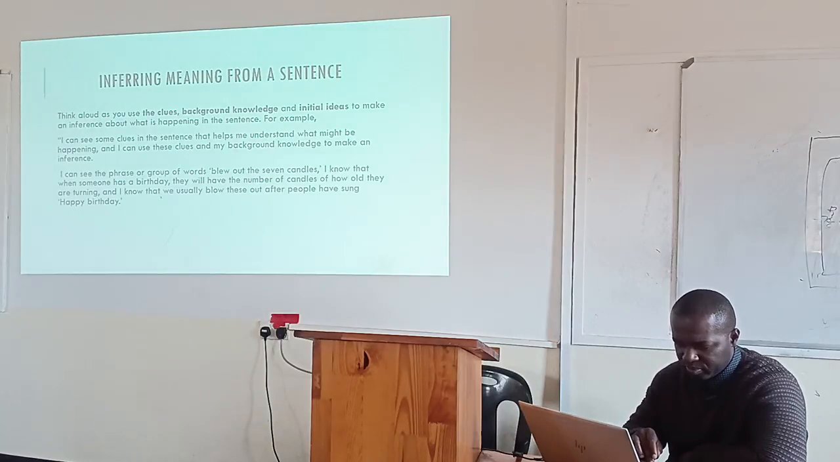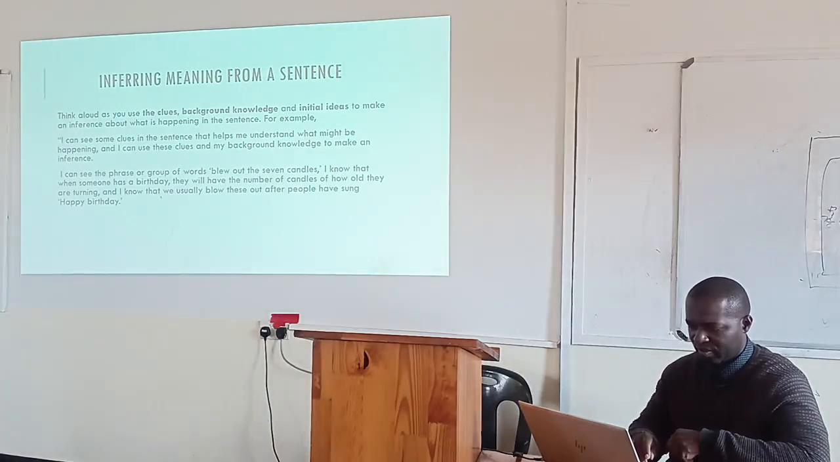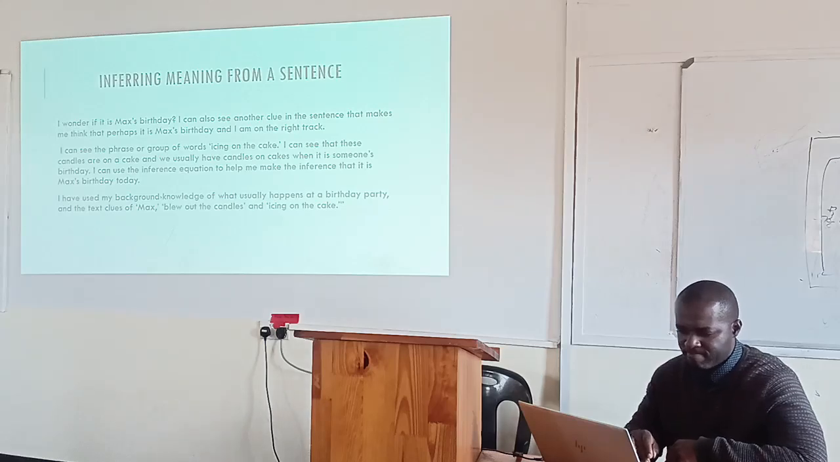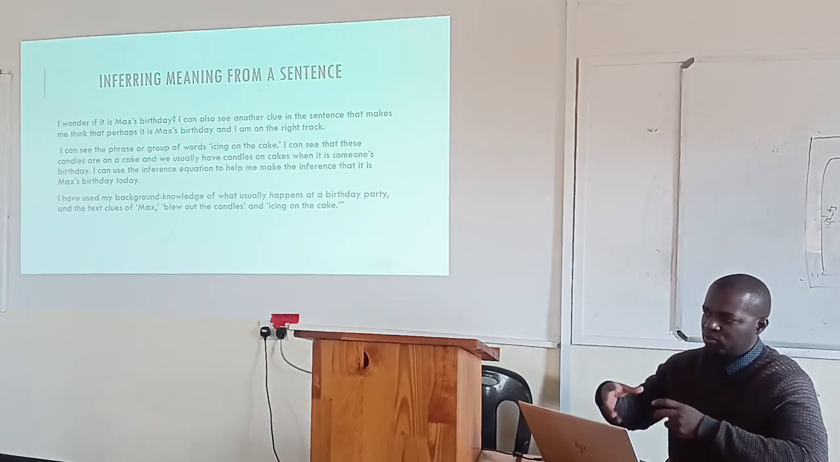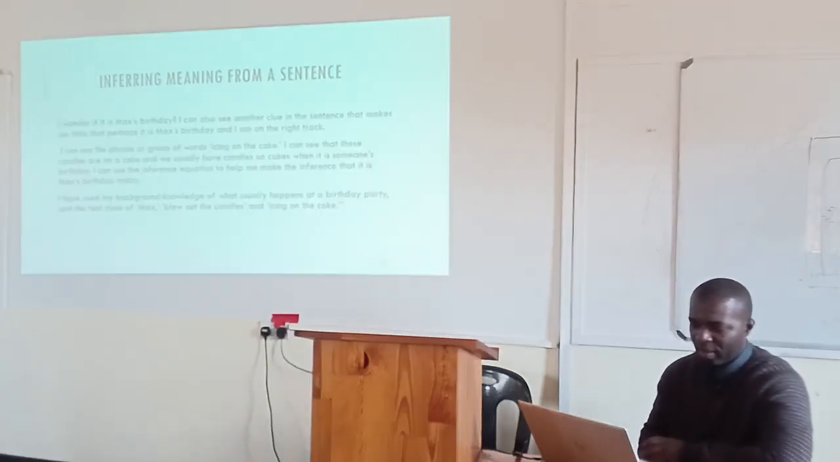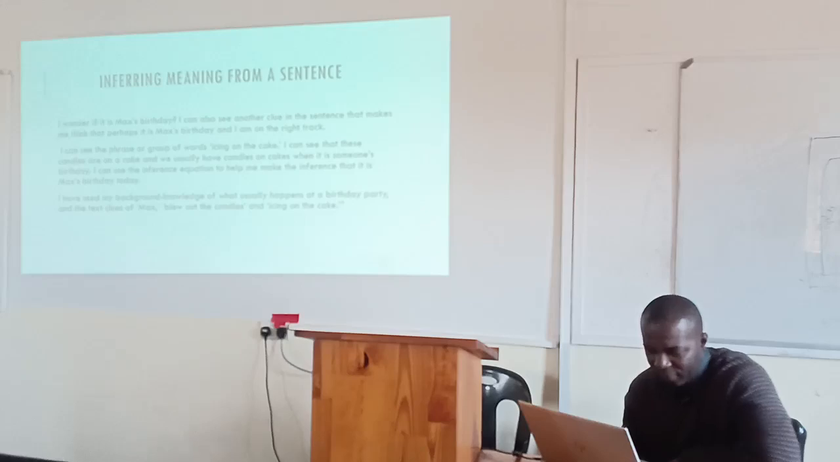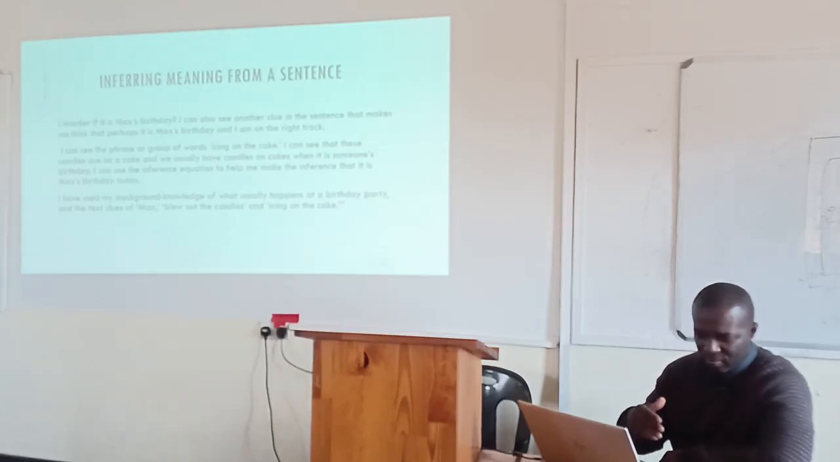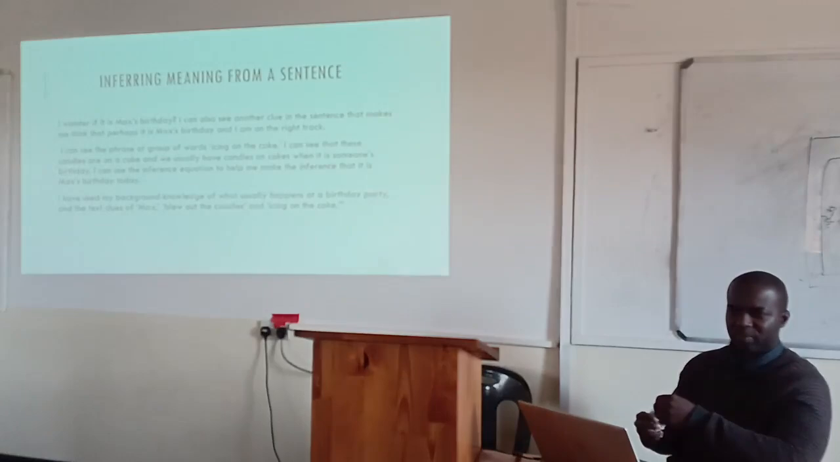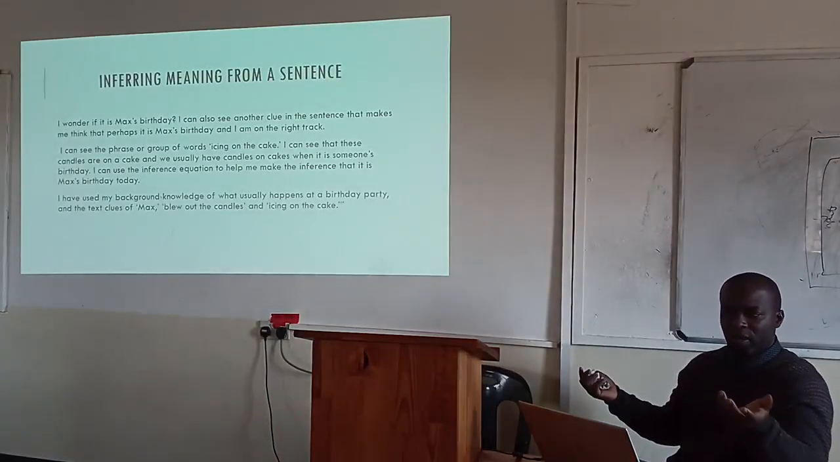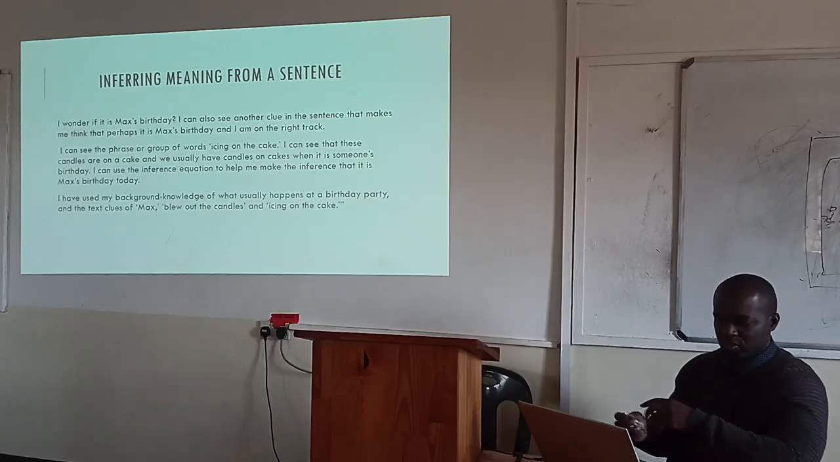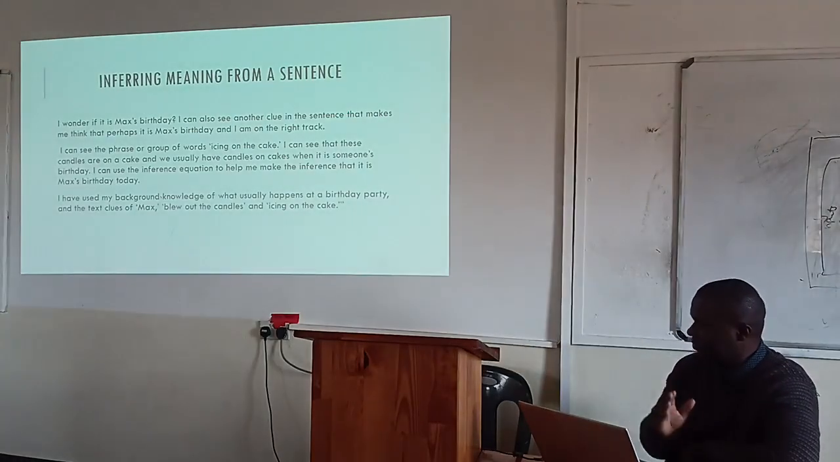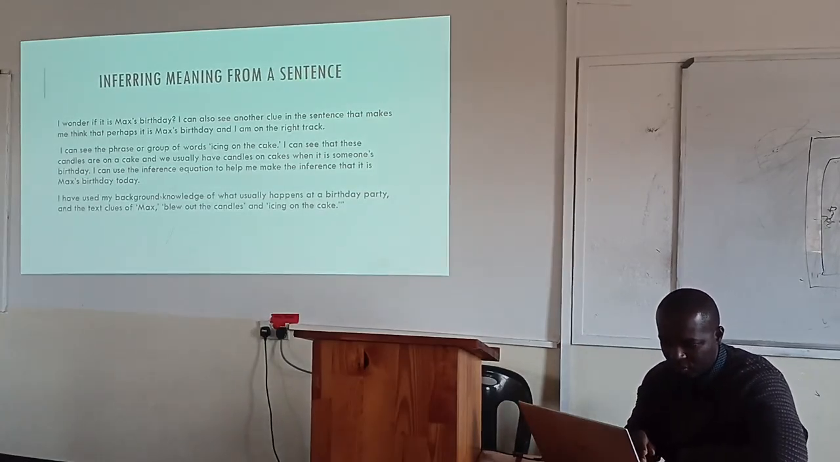Right, let's see here. This is the same situation where we're talking about the examples, and this is just trying to dissect the same example, whereby you say, if it's Mark's birthday, I can also see another clue in the sentence that makes me think that perhaps it is Mark's birthday, and I'm on the right track. If you are not so sure, your idea is okay. Look for more clues, but you have got the first impression to say it might be this particular person's birthday, right?